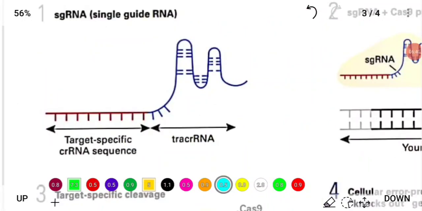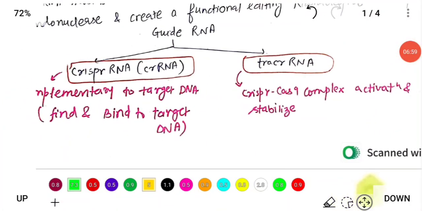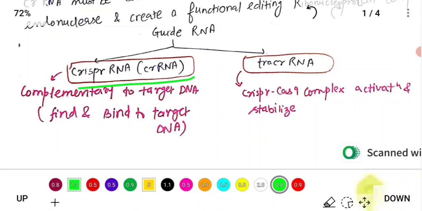So here you can see the structure of the guide RNA. We have the tracer RNA. This blue part is the tracer RNA and this red one is the CRISPR RNA. This tracer RNA will help the Cas9 and the CRISPR RNA complex to cut and to stabilize. So what does the tracer RNA do? It will activate the CRISPR Cas9 complex and stabilize it. What will the CRISPR RNA do?